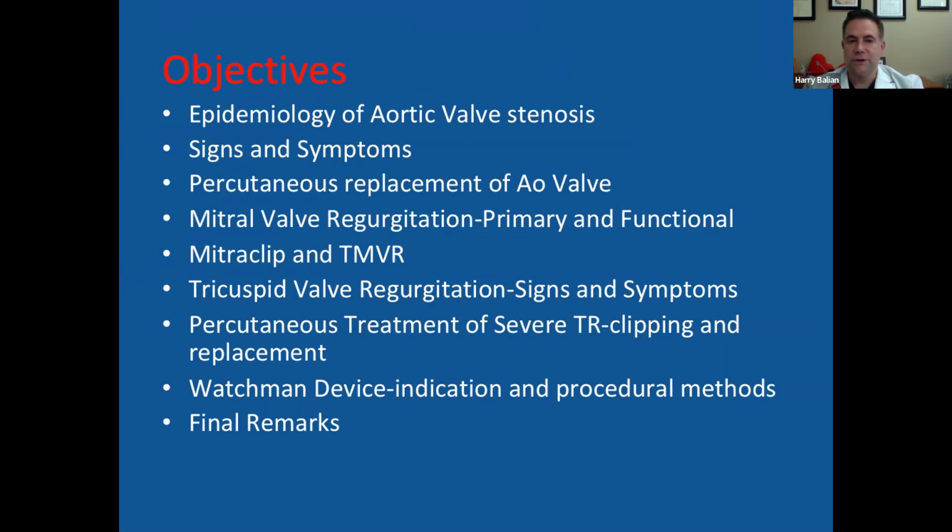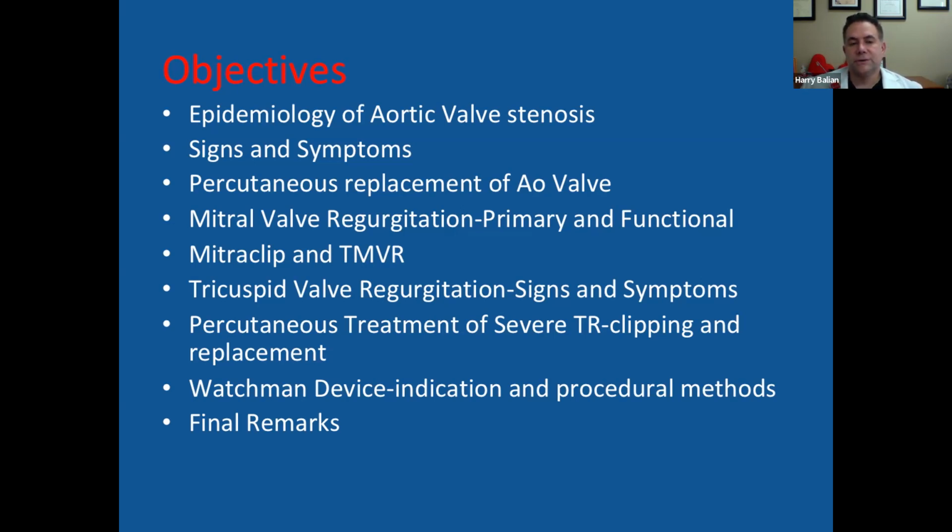Then we're going to switch gears and talk about the second valve, which is the mitral valve that separates the left atrium from the left ventricle. Talk about the different ways that the mitral valve degenerates and causes regurgitation of the valve, namely primary MR and functional MR, which is secondary MR. Talk about treatments of mitral valve regurgitation, namely percutaneous treatments and the mitral clip. And then now we also have the capability of replacing the mitral valve percutaneously, just like we replaced the aortic valve percutaneously.